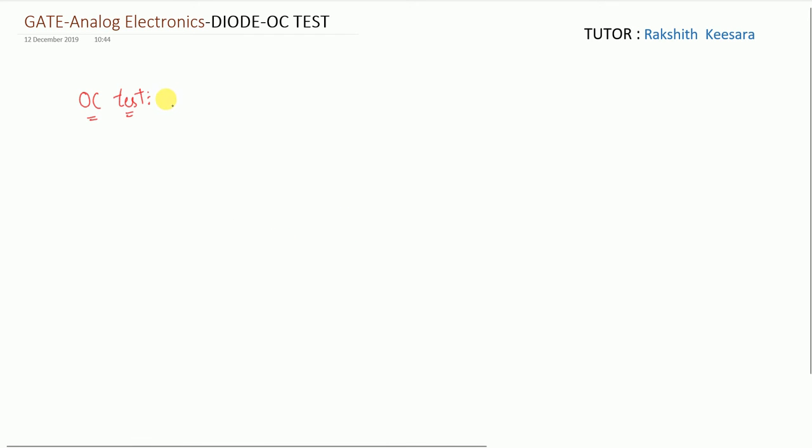So the OC test is whenever a diode is given in a circuit, open circuit the diode first. Suppose this is a diode. First open circuit this diode. This is connected to some circuit, let us say. So what we will do is open circuit this diode. So what it will look like? Like this. Now find out the cathode and anode potential.